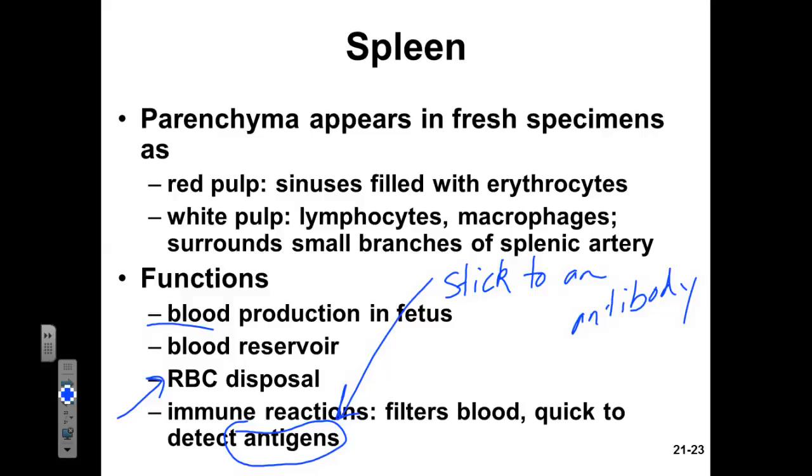If we look in the spleen, we have two tissue types in the spleen. The red tissue, the red pulp, and the white pulp, or the white tissues. The red tissue has red blood cells, erythrocytes in it. The white tissues have white blood cells, or leukocytes in them.